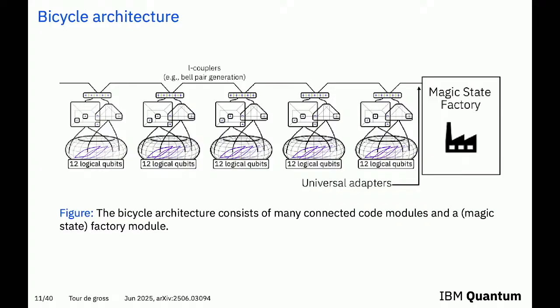So we connect many of these code modules, as we call them, together with L couplers and some magic state factory. And together, this forms a bicycle architecture where we can plug in here either a gross code or two gross code. And this will allow us to do universal computation, as we showed in the paper. I don't know if there are any questions.